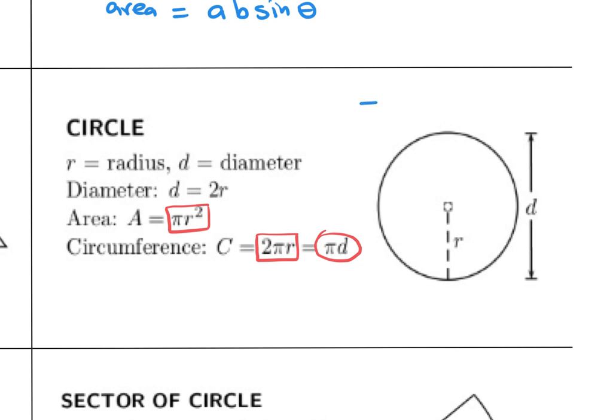Remember that for a semicircle, the area will be half pi r squared. And for the perimeter of the semicircle, I need the curved length plus the diameter. The curved length is half the circumference, 2 pi r, so this is pi r, plus the diameter. So the perimeter of the semicircle is pi r plus the diameter.